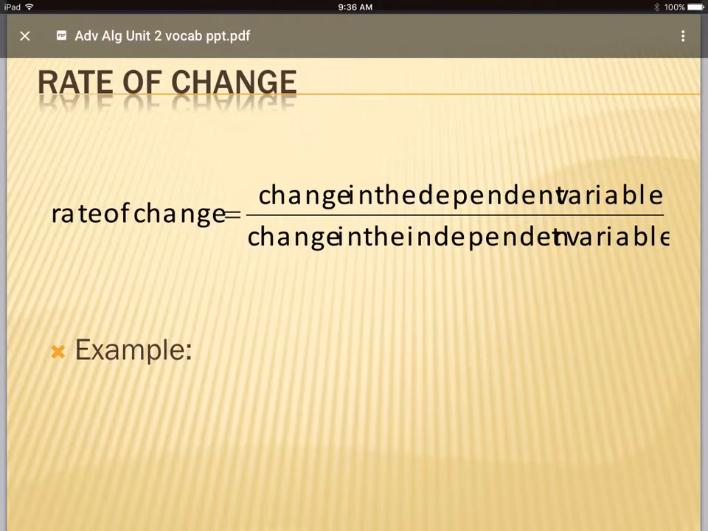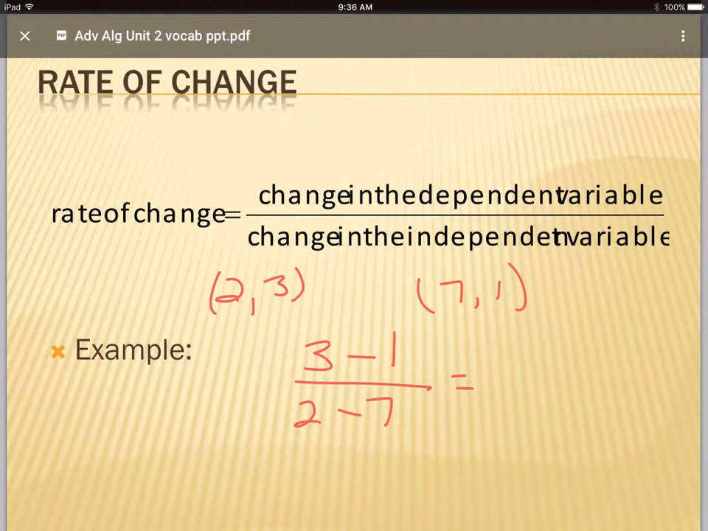For instance, a nice simple example here. If I have the following points (2, 3) and (7, 1), the change in y is 3 minus 1, that goes on the top. Change in x, 2 minus 7, that goes on the bottom. I'm going to do some more examples of these, but just to get you warmed up. So what that really looks like is 2 over negative 5, or negative 2/5, is the slope. This is a line that would go down, moving from left to right.